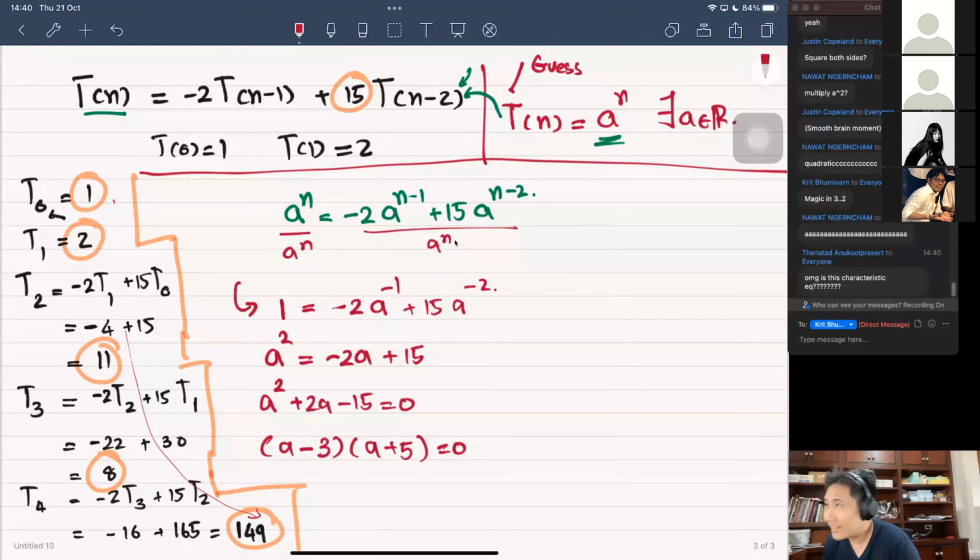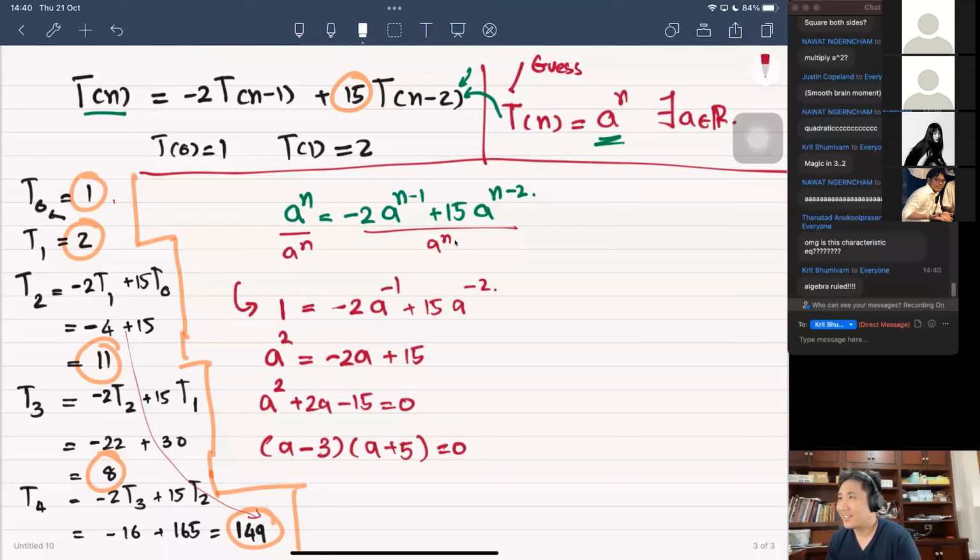Which means, exactly, this is ODE, characteristic equation. Yes, there is a real connection between this and ODE. You can think about Tn as like the n-th derivative, as I said before. Yes, this is the characteristic equation. Very good for you to notice that though.